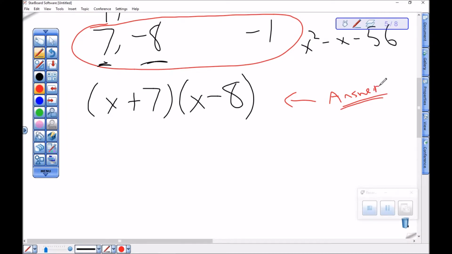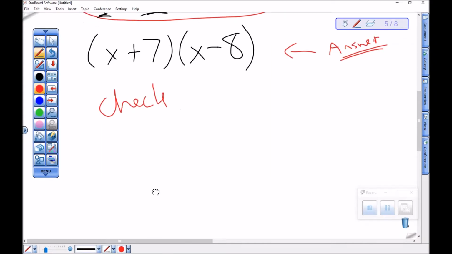And now we'll check by multiplying. Guess I didn't change colors. Oh well. So if I want to check, I can use that FOIL method. X times x is x squared. And then my outside is x times minus 8, which is minus 8x.